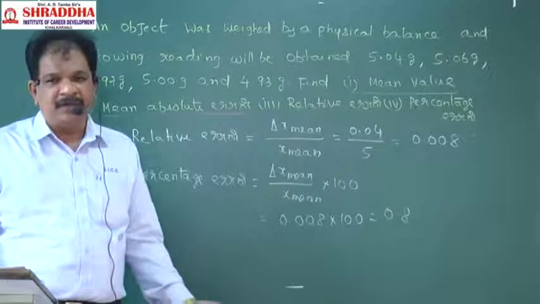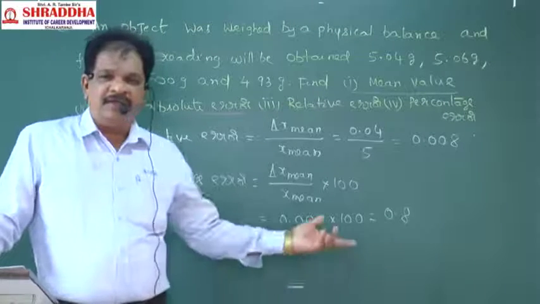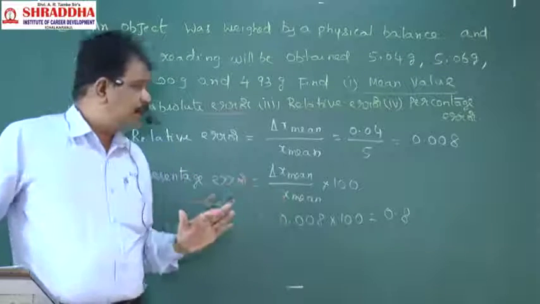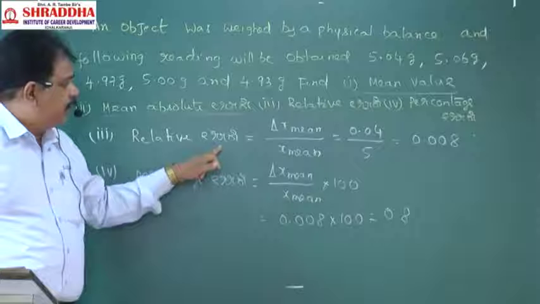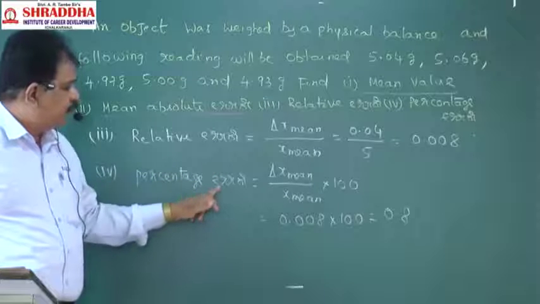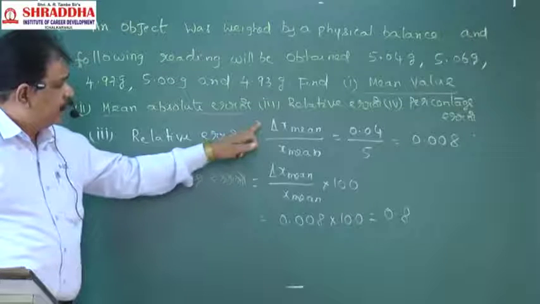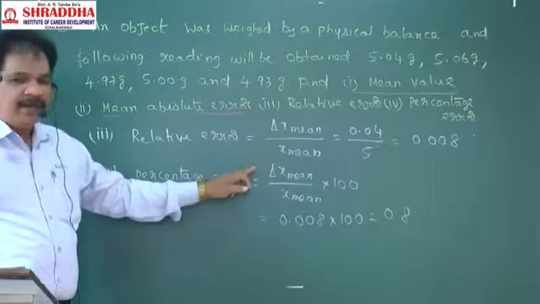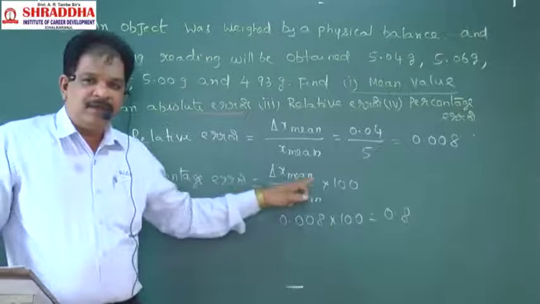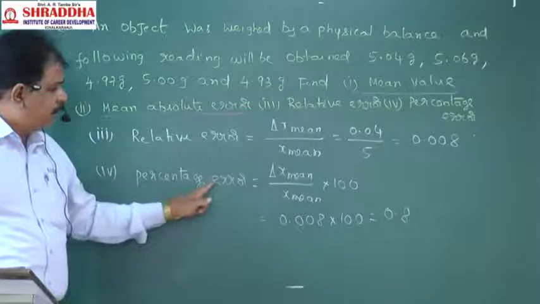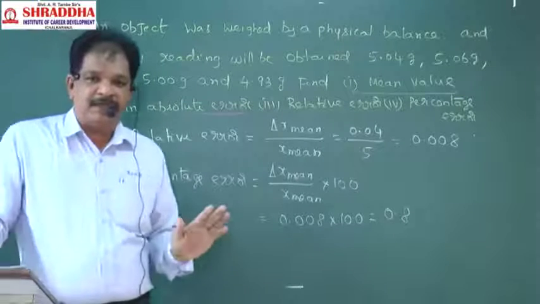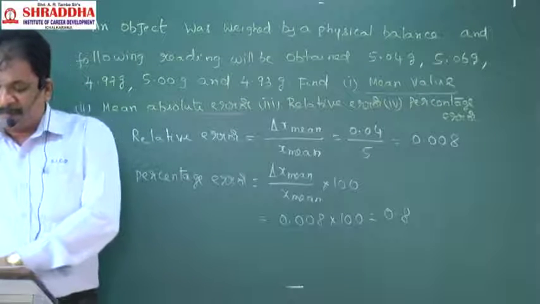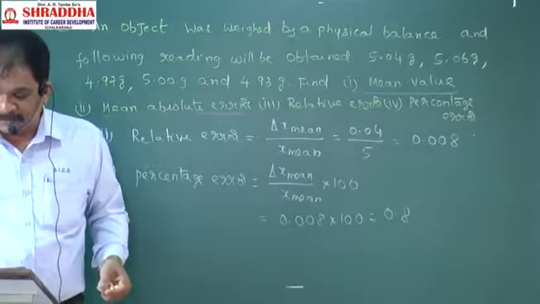Mean absolute error means the arithmetic average of all of those. Third one is relative error. Fourth one is percentage error. Delta x mean by x mean is the relative error. Delta x mean by x mean into 100 is equal to the percentage error. Clear? Next. Write one more problem to understand this.